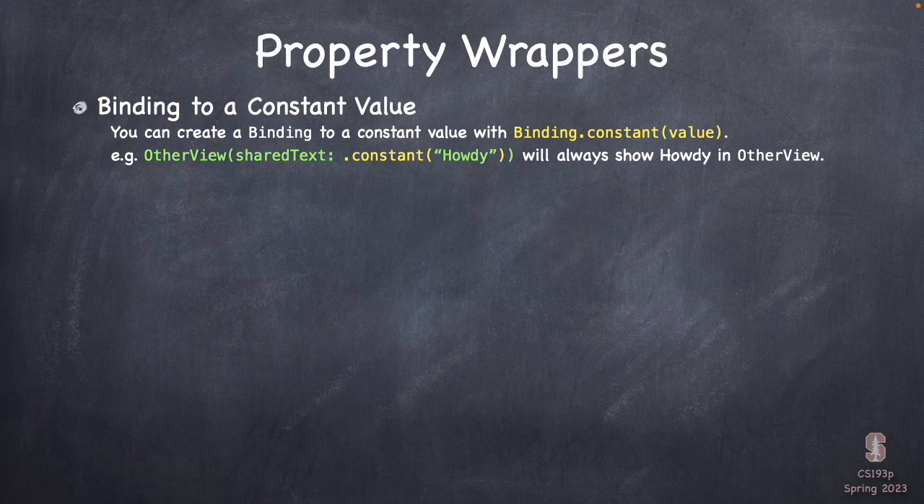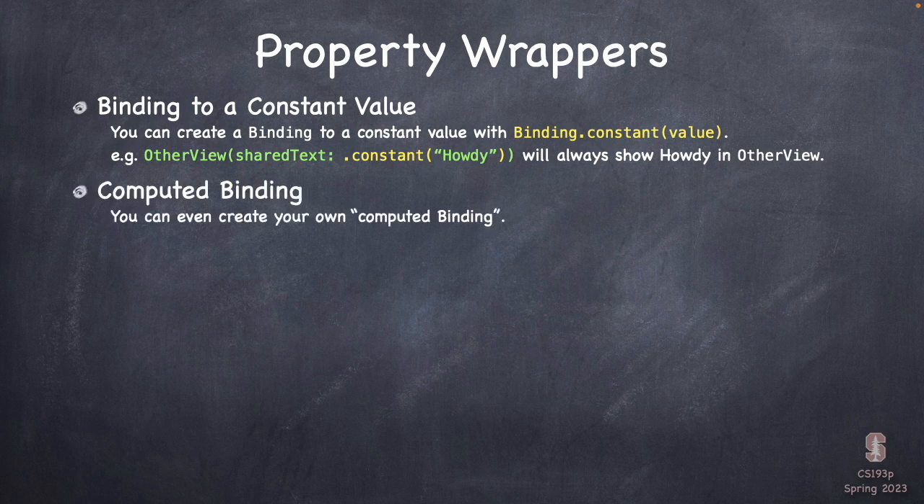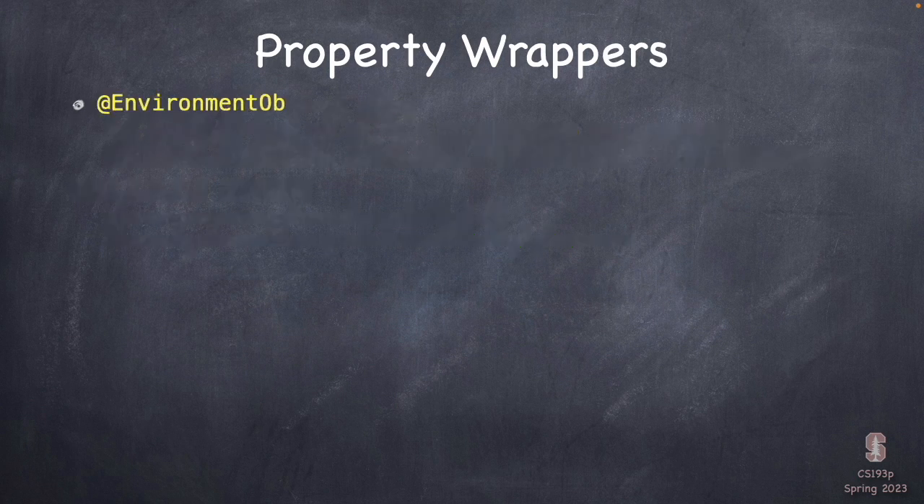You can also bind to constant values. If you bind .constant with a value, you can bind to a constant value. That's useful in previews and things like that where you don't want it actually changing. And you can also compute your own binding. You can create a binding where you get to do the get and set. So you can create bindings that will bind to anything you want, and you could even put your own code in there to do something when something changes. That's a little bit of an advanced topic. I don't expect you to do that for your final projects or any homework, but just something to know is possible. You can look in the Binding doc under the get/set initializer there.